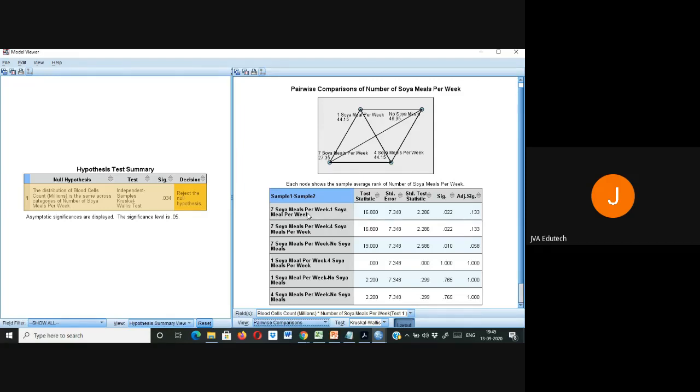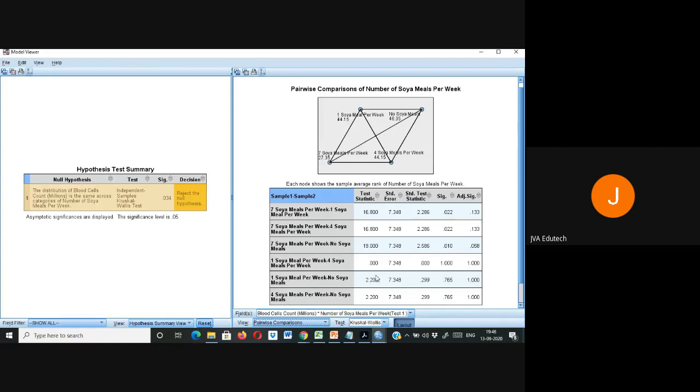See, all possible comparisons have been made here. If you see 7 versus 1 soya meal, then 7 versus 4, then 7 versus no meal, then 1 versus 4 soya meals. I told you there will be 6 comparisons, or the maximum number of possible comparisons. Then 1 soya meal with no soya meal, then 4 versus no soya meals.